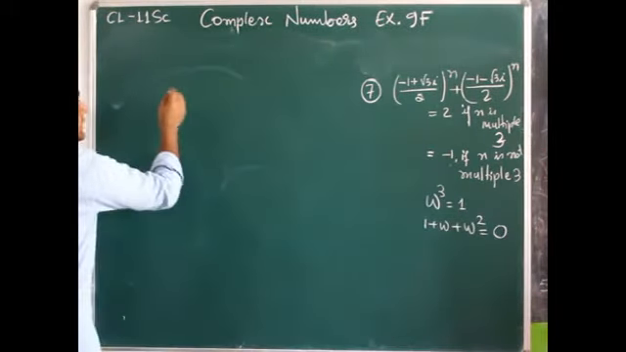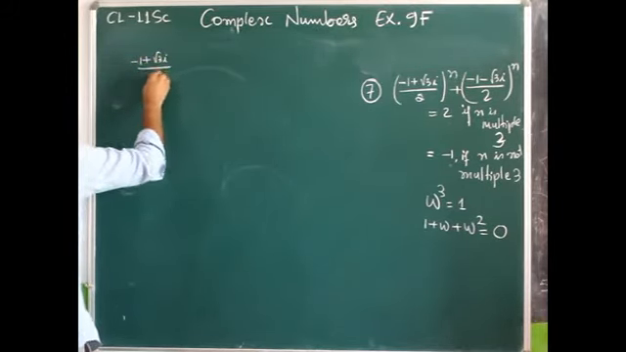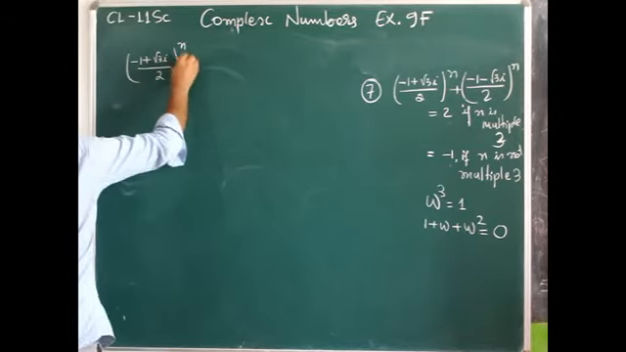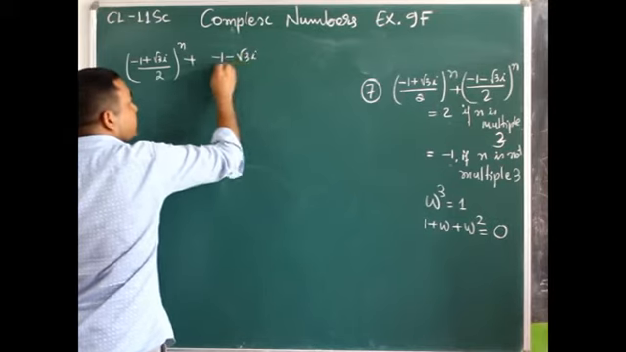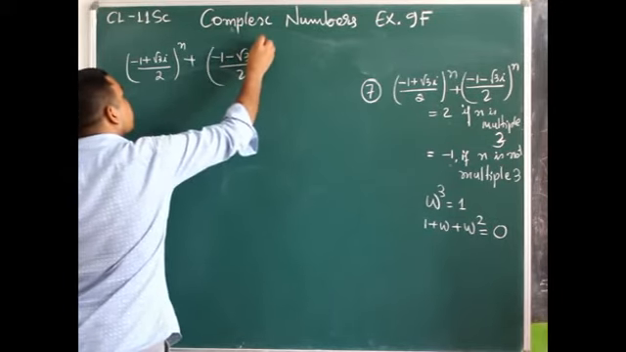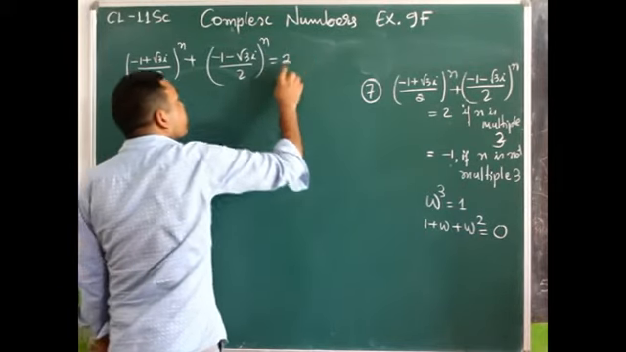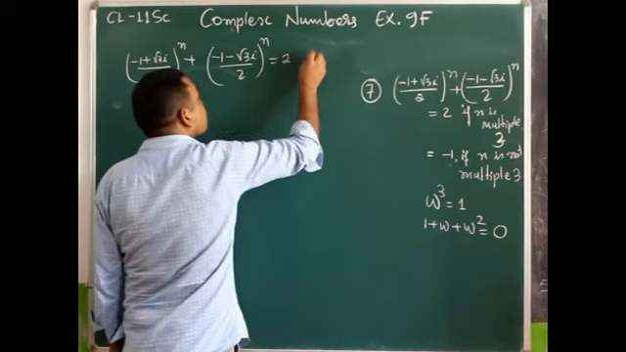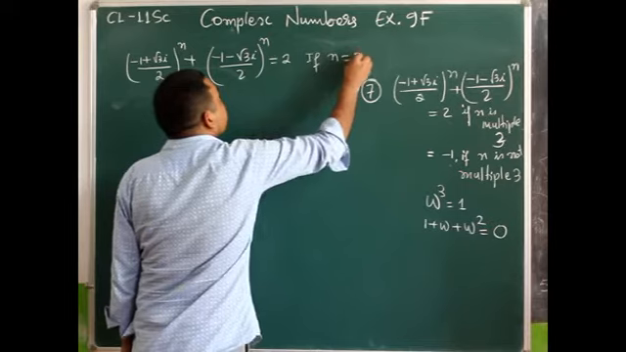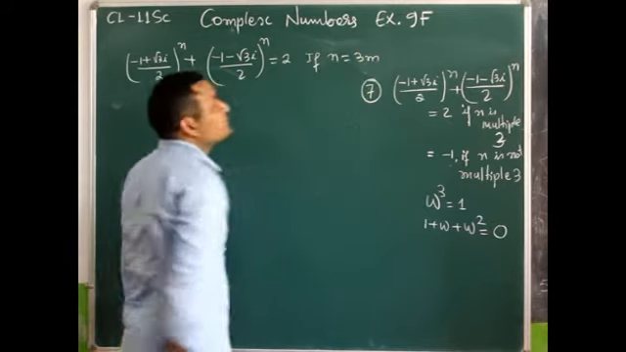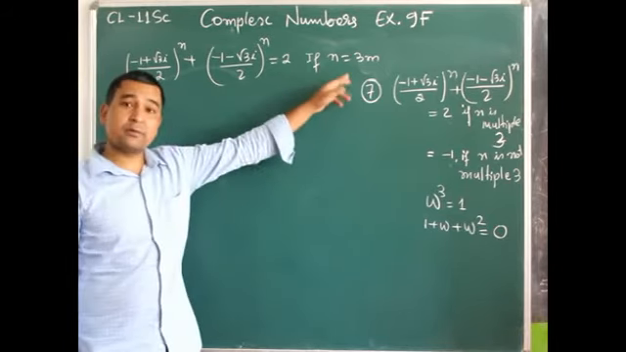Now let me write the equation. ((-1 + root 3i)/2)^n + ((-1 - root 3i)/2)^n equals 2 if n is a multiple of 3. Okay, n is a multiple of 3. This value equals 2 when n is a multiple of 3.